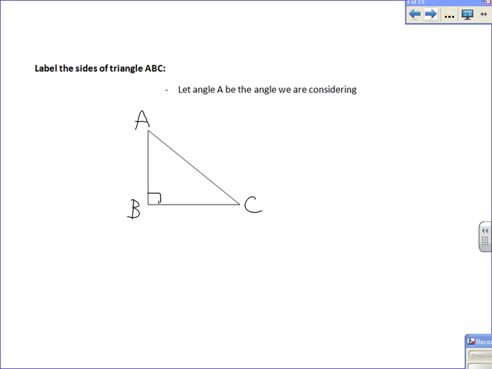So angle B is 90 degrees. And let angle A be the angle that we are considering, and we're going to label this triangle relative to angle A. The first thing I'm going to do is label my hypotenuse. Remember, there are three sides: hypotenuse, opposite, and adjacent. Let's label our hypotenuse first. Our hypotenuse is always across from the right angle, so there's my hypotenuse.